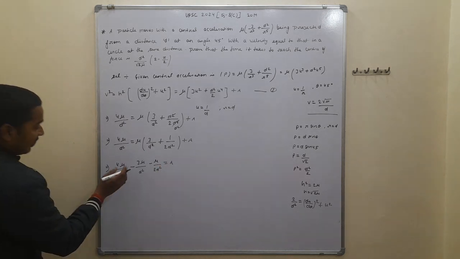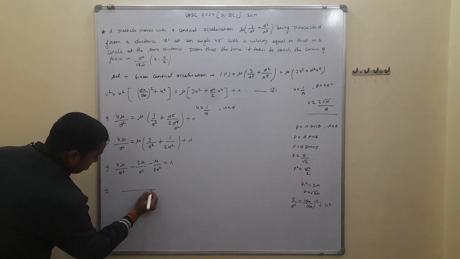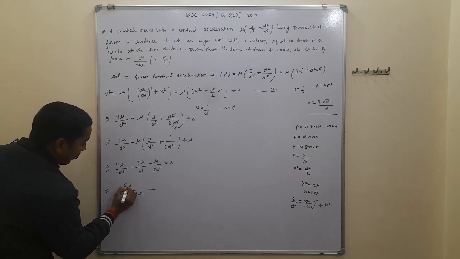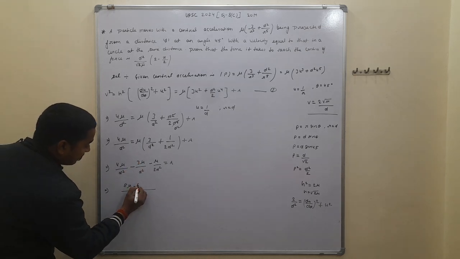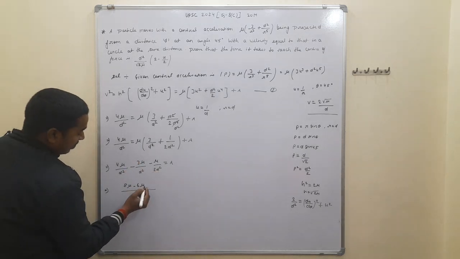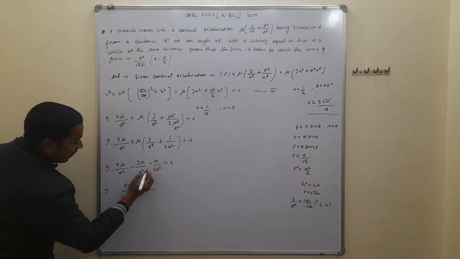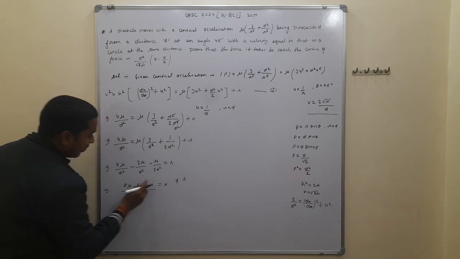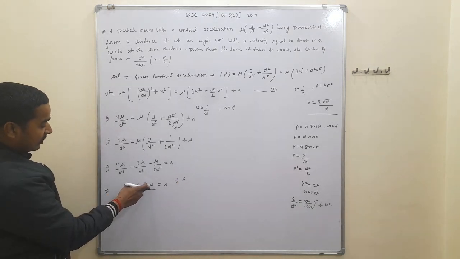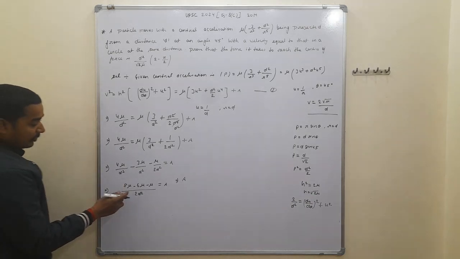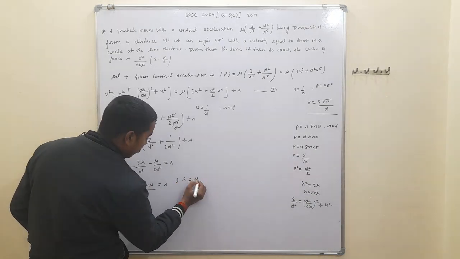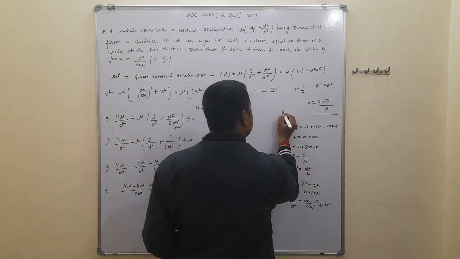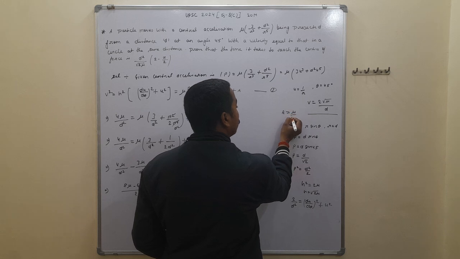And on solving this, taking LCM as 2d square, from here that is 8 mu minus 6 mu, and minus mu. So we get the value of a from here, that is 8 mu minus 6 mu minus mu, that is mu upon 2d square. This is the value of a. We have to write here that the value of a is mu upon 2d square.